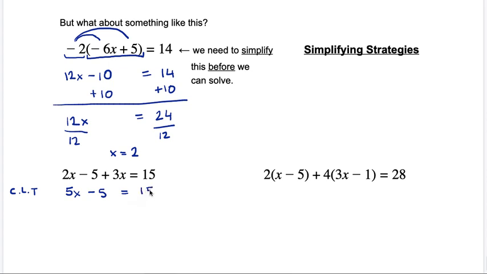And now we've got something that's really familiar to us again. So by adding 5 to both sides, then we get 5x equals 20. And then we divide by 5 on both sides, and that gives us x equals 4, right? So it's just an extra step to start with before we get through to everything else.